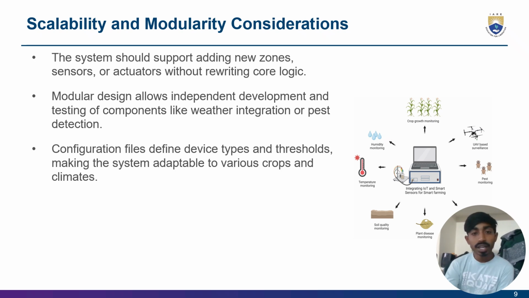Scalability and modularity considerations. The system should support adding new zones, sensors, or actuators without rewriting core logic. Modular design allows independent development and testing of components like weather integration or pest detection. Configuration files define device types and thresholds, making the system adaptable to various crops and climates.